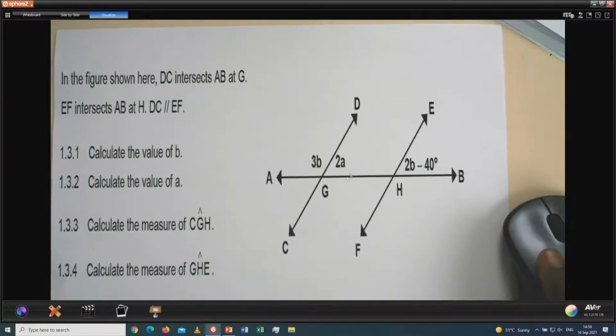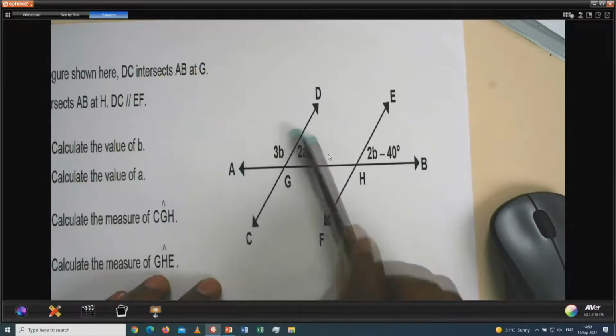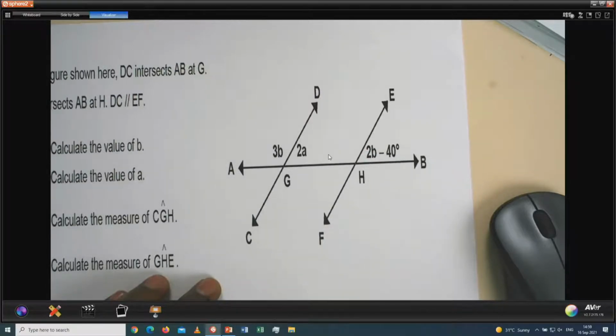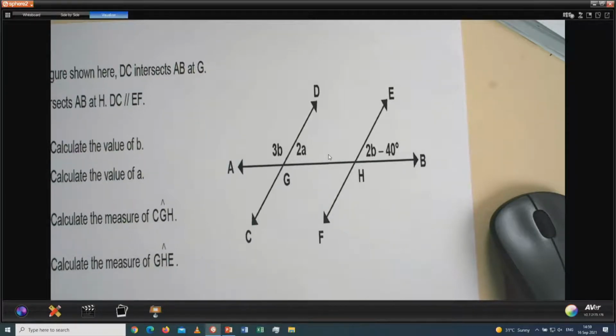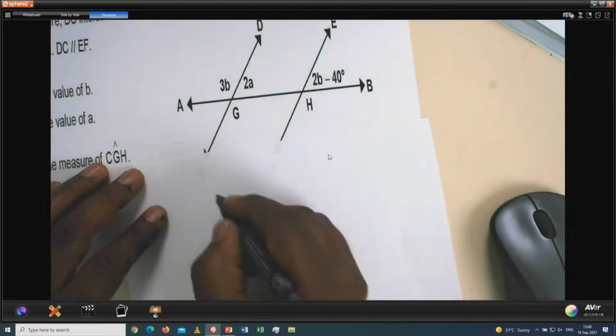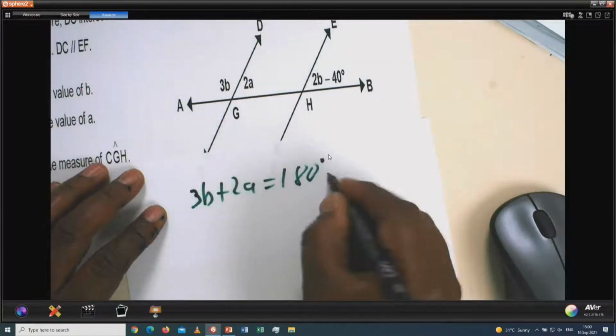3B and 2A, two unknowns. 2A and 2B, two unknowns. So in such cases, we'll be having a situation. Let's see what situation we have and how we can deal with it. There's no way you can say this and this. Here we say 3B plus 2A equals 180 degrees. Angles on a straight line.